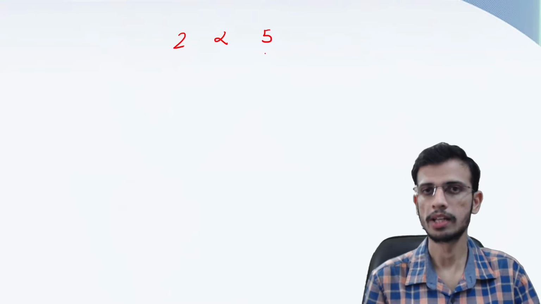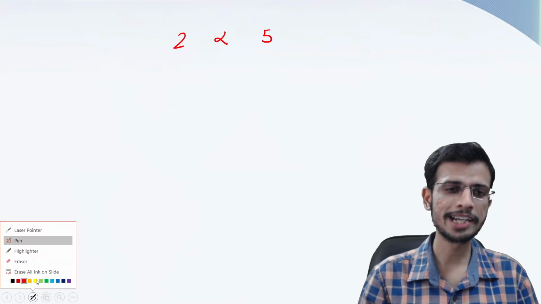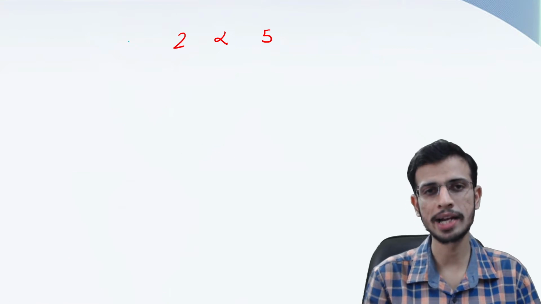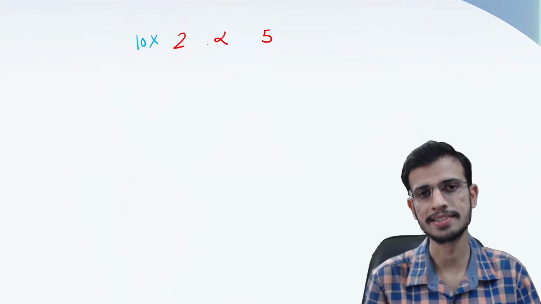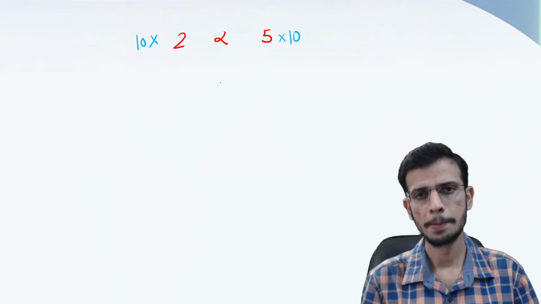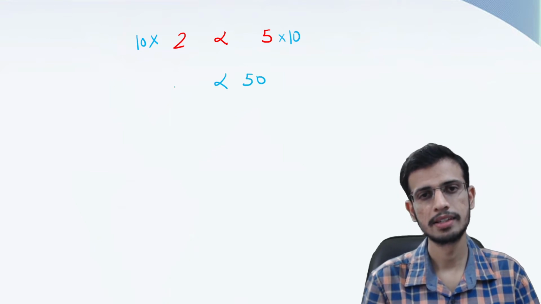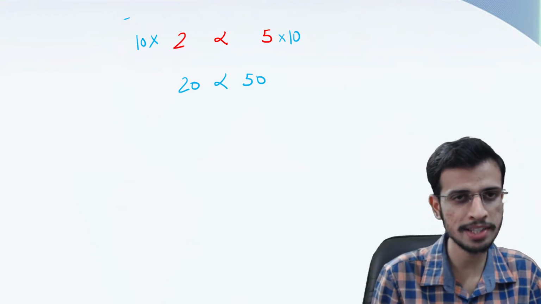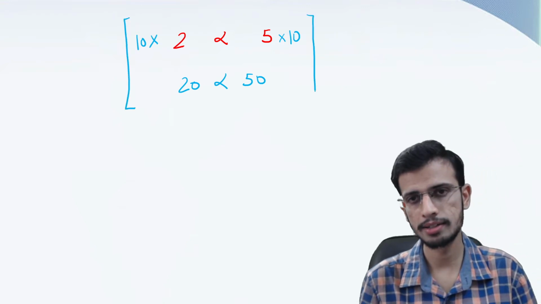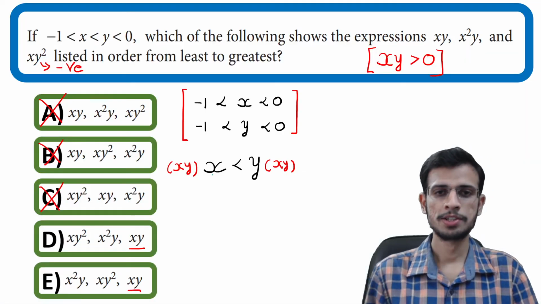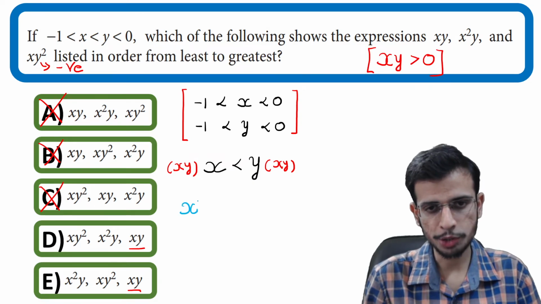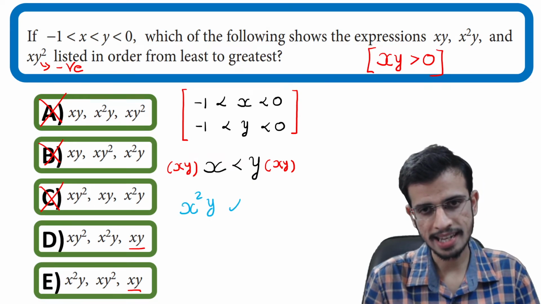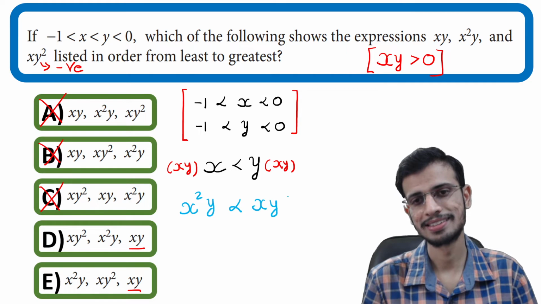See, if 2 is less than 5, then you can multiply by any positive quantity, right? You can multiply by 10 on both the sides. So 20 is less than 50, right? I have used this approach to get the required answer. So it will become x square y less than xy square.